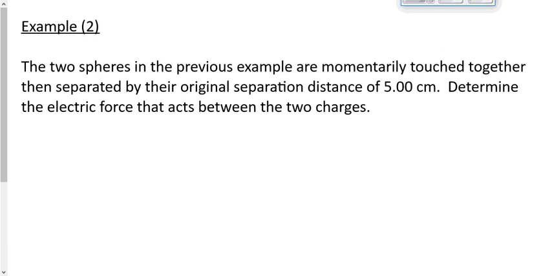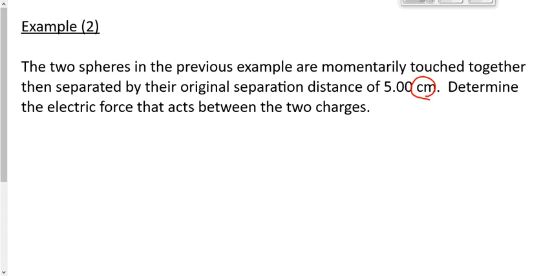All right, one more example before we call it a day. This question says the two spheres in the previous example are momentarily touched together, then separated by the original distance, separation distance of 5 centimeters again. What's the electric force that acts between the two charges?